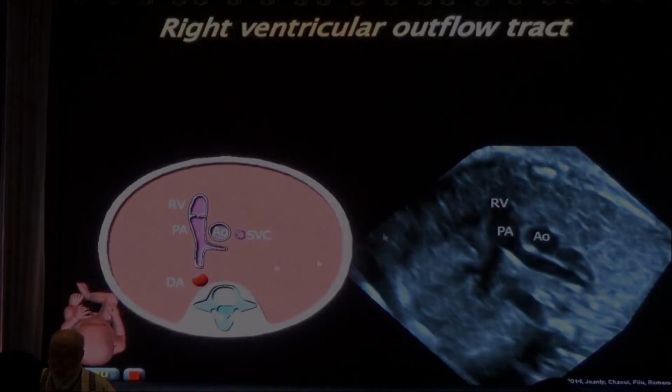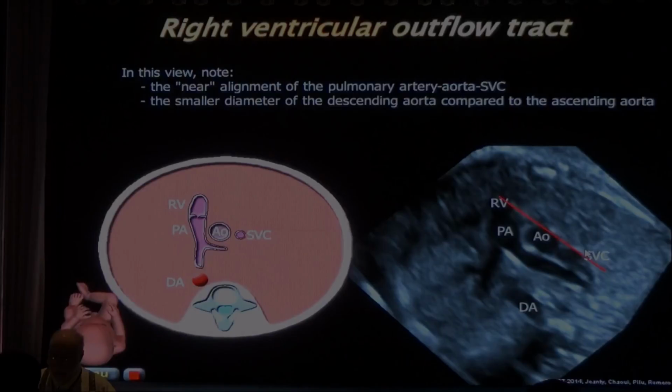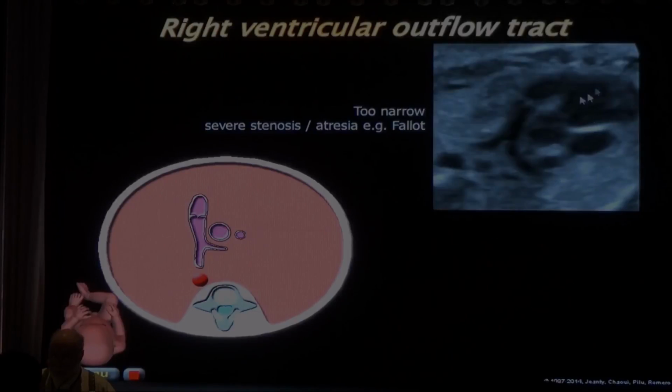Here we have the three vessel view, and you see the alignment of the vessels over here, and it should be almost touching normally. And you see the position of the thymus here in front of the three vessel view. Now, look at this one here, very different.